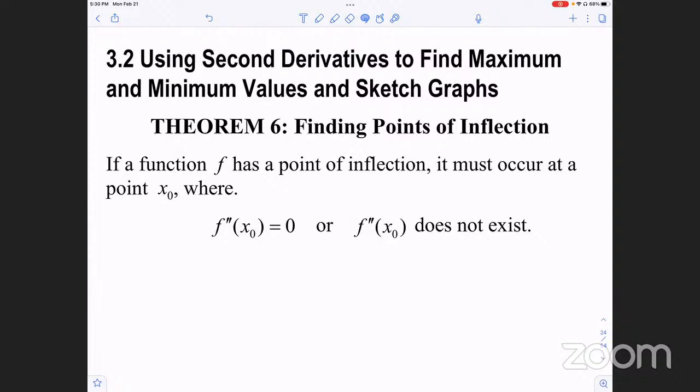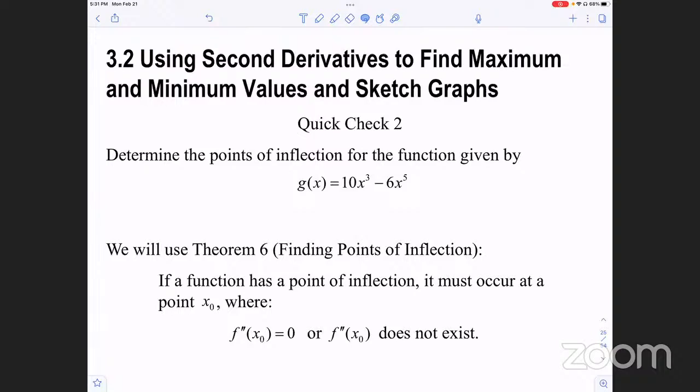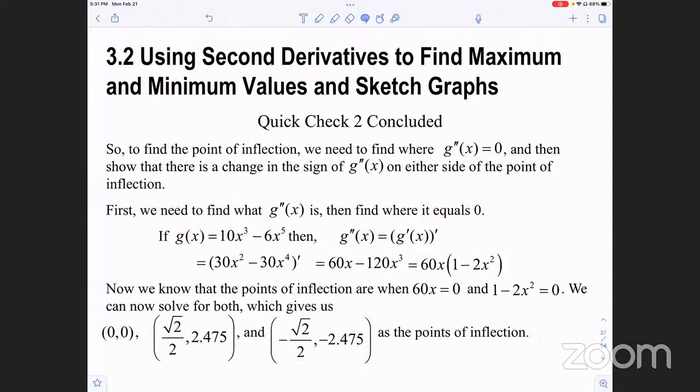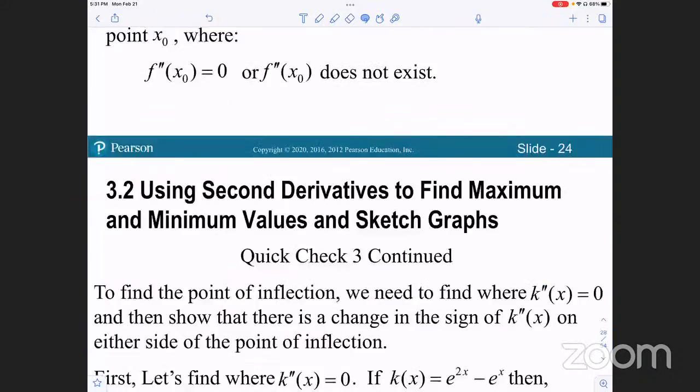So if a function f has a point of inflection, it must occur at a point x naught where the second derivative is zero or where the second derivative does not exist, right? That's where it goes from concave up to concave down, and that happens when that point plugged into the second derivative is either zero or does not exist. The quick check I leave as an exercise for you, that one as well.